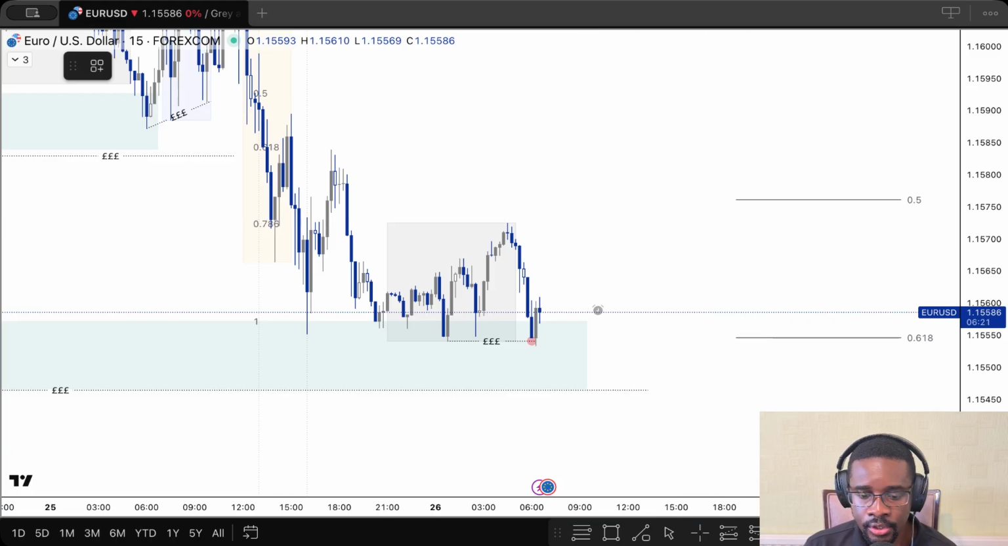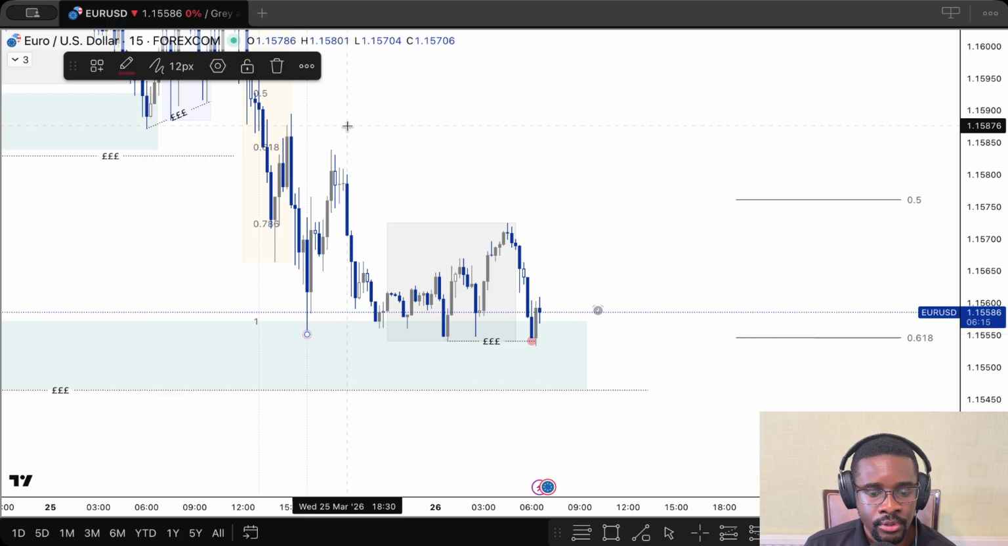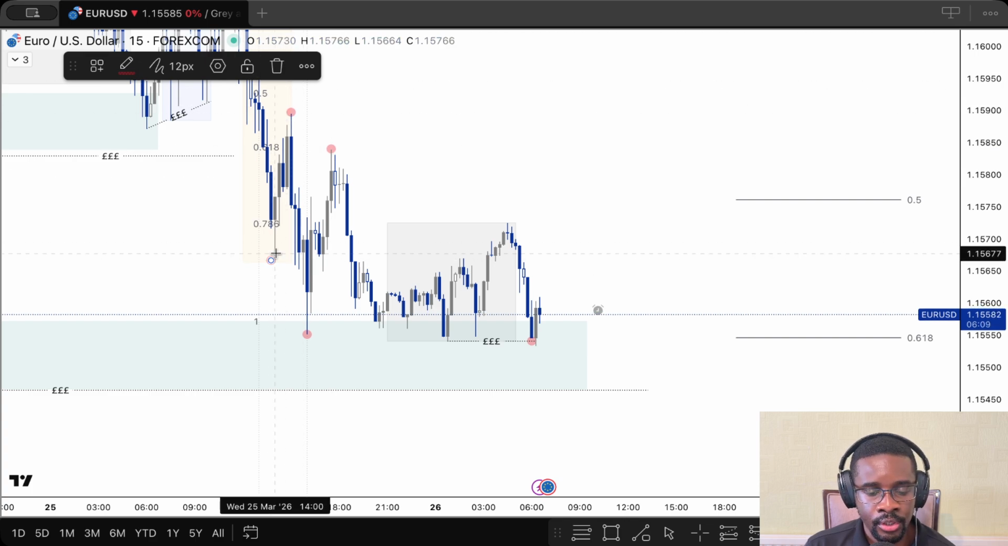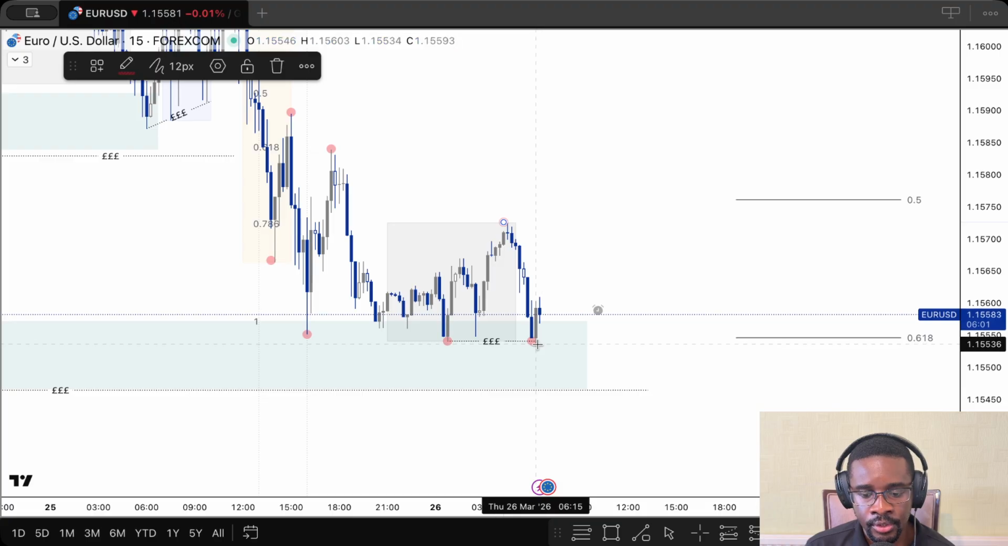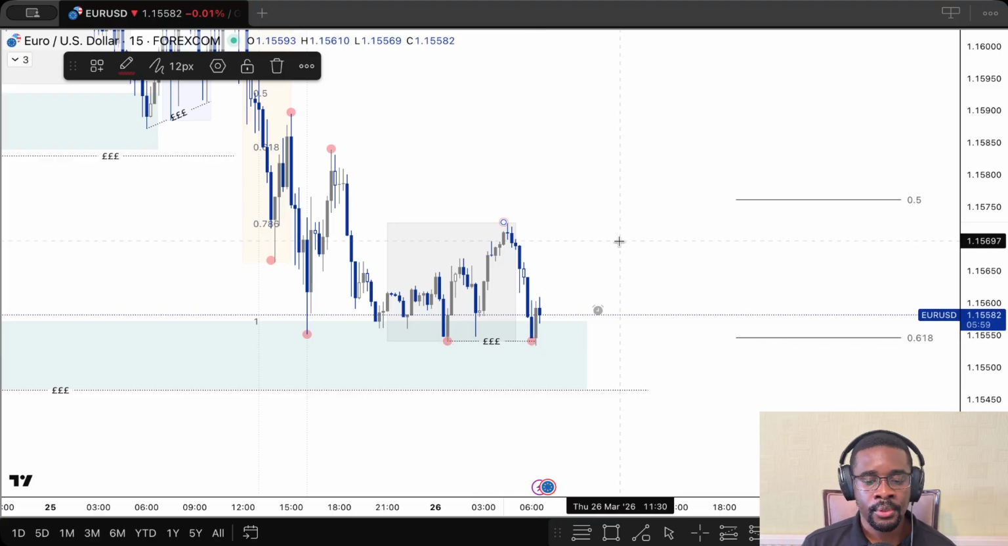So from a fractal structure perspective, we do have this low, we do have this lower high. We're coming from this push down with lower high, lower low, lower high. We made a lower low right there, made a lower high, and now we've made this overall lower low as well. So order flow is definitely bearish.